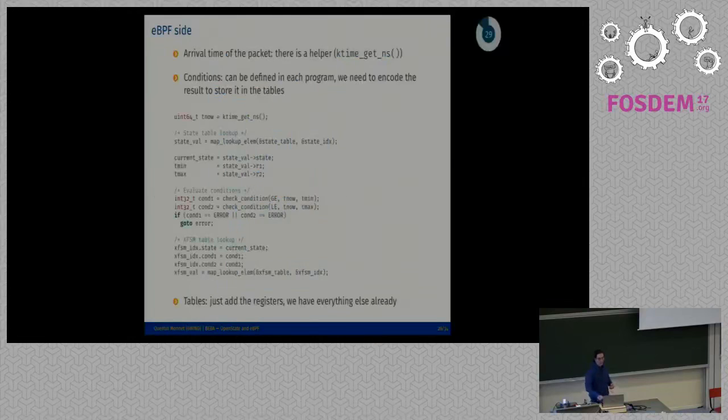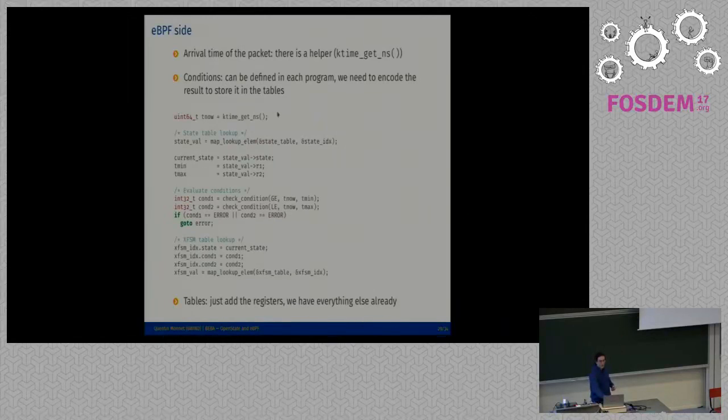So on the eBPF side, we have nearly everything we need already. We need to add those registers, those conditions. Also for the token bucket, we need the arrival time of the packet. There is an internal helper for this, so it's quite useful. And the conditions can be defined in each program.